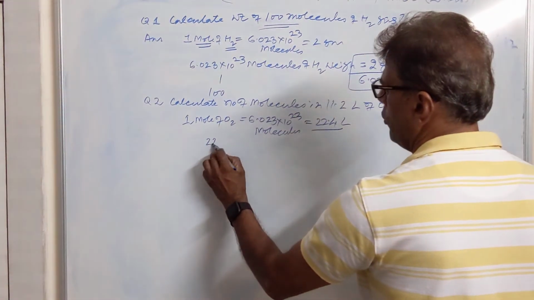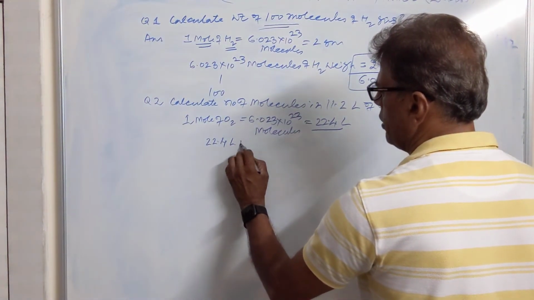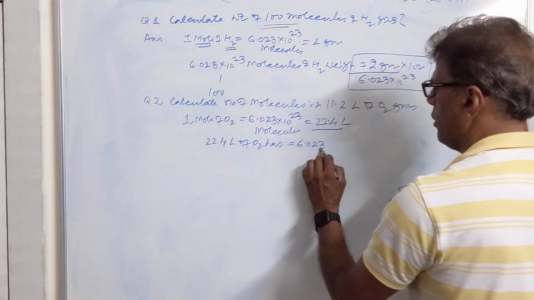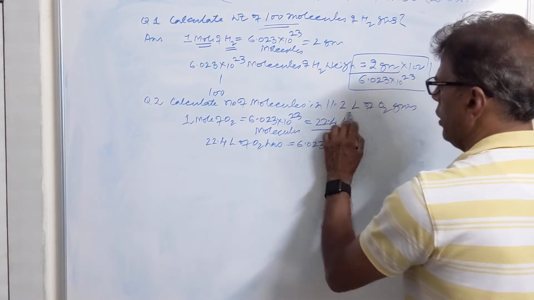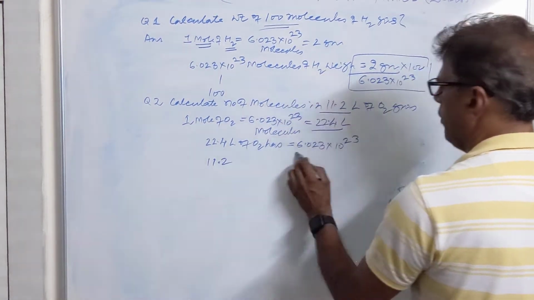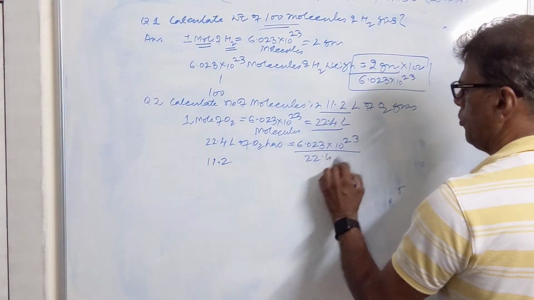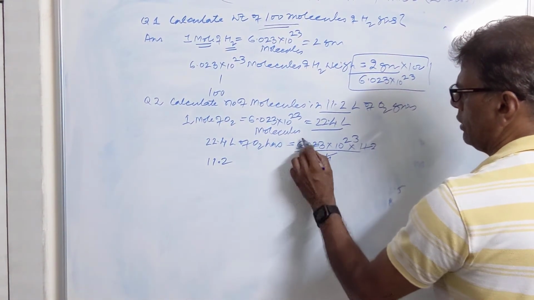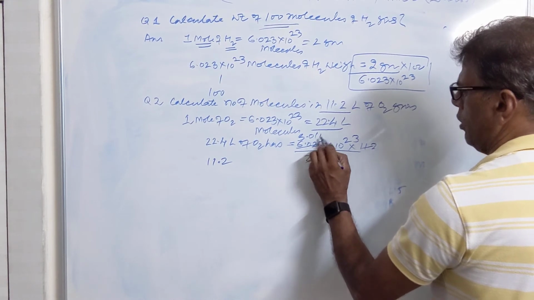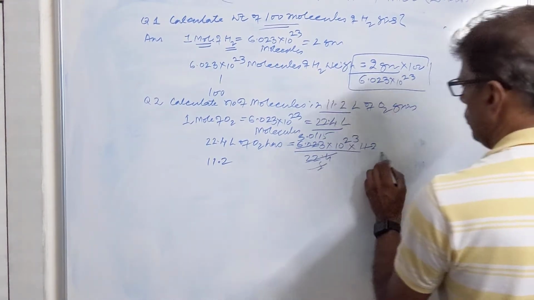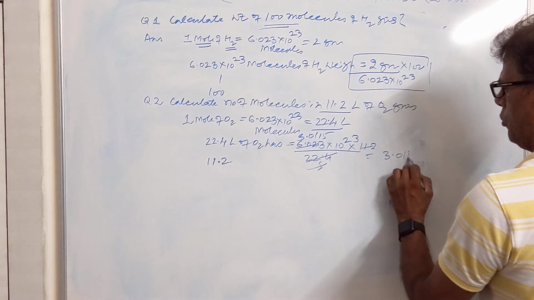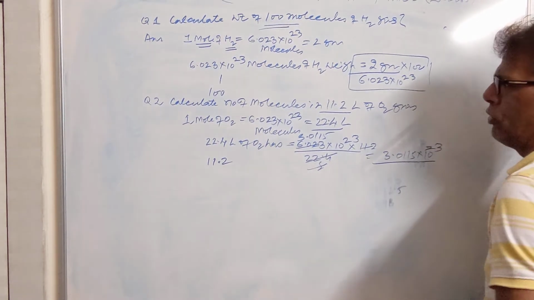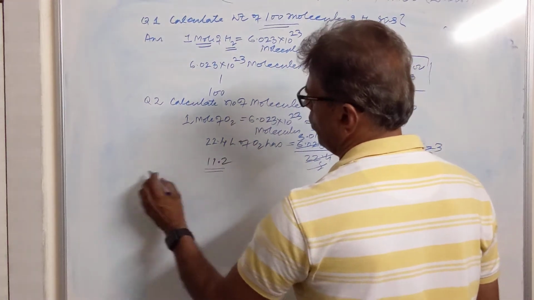Now you will follow the unitary method. 22.4 liters of O2 has 6.023 into 10 raised to power 23 molecules. Then 11.2 liters will have, 22.4 here and 11.2 there, you get a half, so it is 3.0115. So this will be 3.0115 into 10 raised to power 23 molecules of O2 in 11.2 liters.